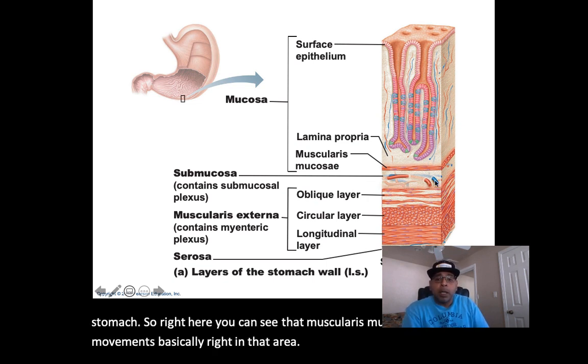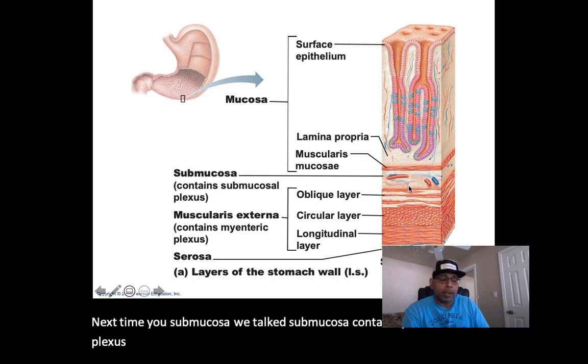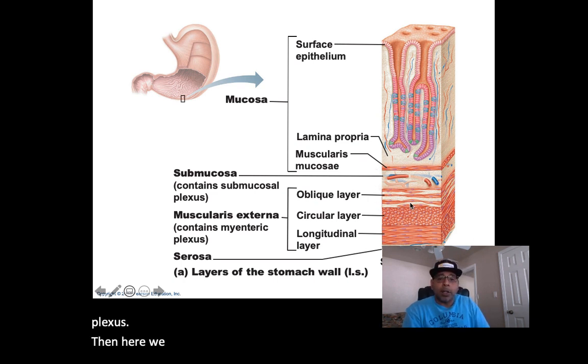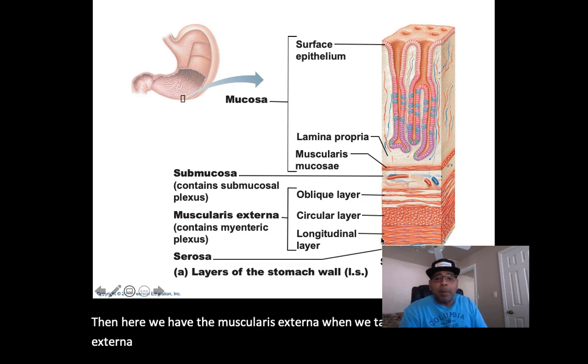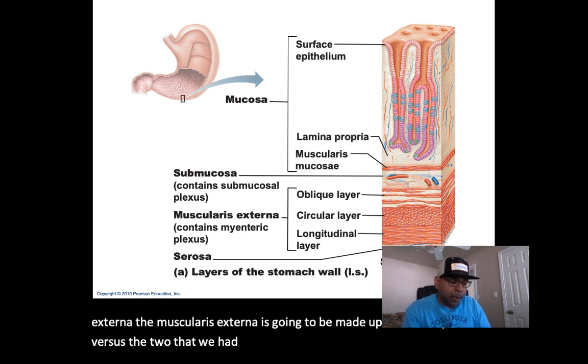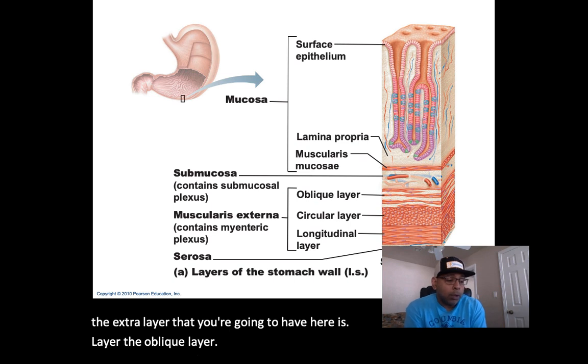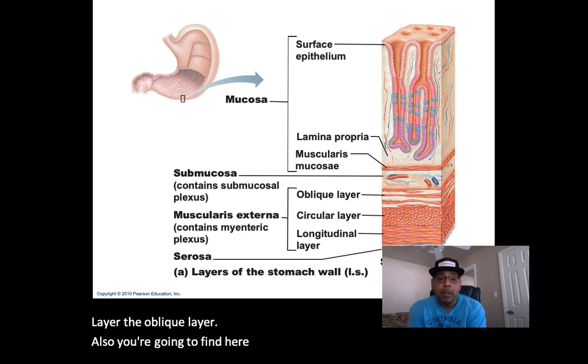Next then, submucosa. Submucosa contains your submucosal plexus. Then here we have the muscularis externa. The muscularis externa is going to be made up of 3 layers here versus the 2 that we've seen typically with everything. So the extra layer that you're going to have here is the oblique layer. Also, you're going to find here the myenteric plexus.